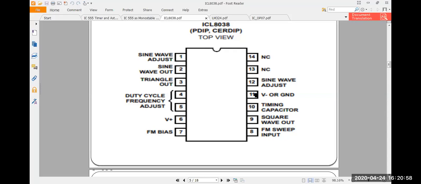Pin number 1 has sine wave adjust. Then pin number 2 is sine wave output. Third is triangular wave output. 4 and 5 pins are for duty cycle frequency adjust. 7 is for frequency modulation bias. 8 is frequency modulation sweep input. 9th is square output. 10 is timing capacitor. And we'll see what are the uses of this timing capacitor, and what are the functions of these different pins.